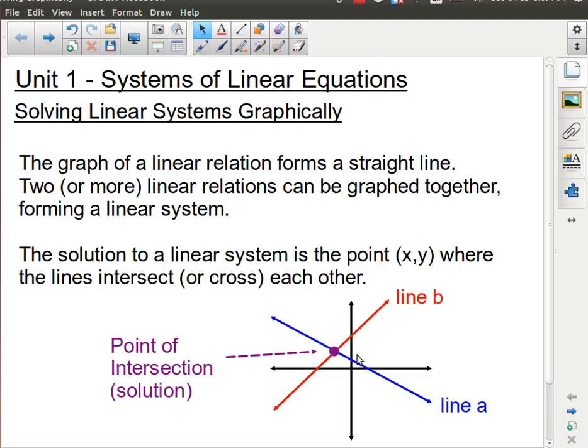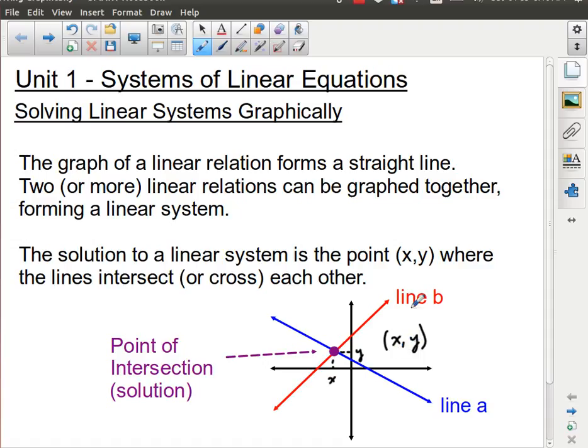And you can see I've just drawn a very simple sketch here at the bottom to illustrate that. In the blue, I have line A. In the red, I have line B. And the point where they cross, they only cross at one point, and so that point is going to have an x-coordinate and a y-coordinate, an x value and a y value. So this point of intersection is going to have an x and a y, and that is our solution to this system of linear equations.